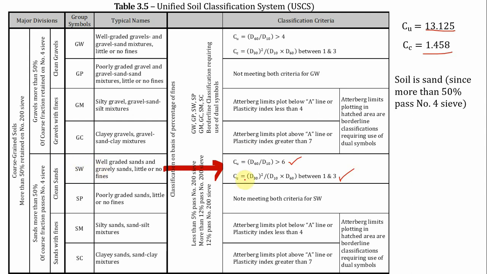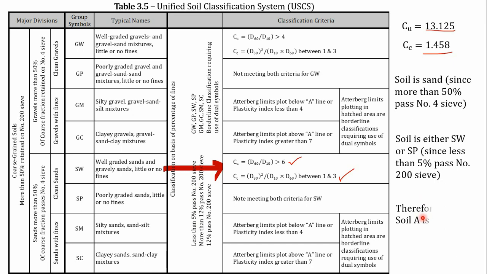Therefore, yung soil natin, class, is either, by the way, SW or SP, since less than 5% pass the number 200 sieve. Nandito yung class, oh. Sinabi ko na yan kanina, class. So, therefore, class, the soil is SW.